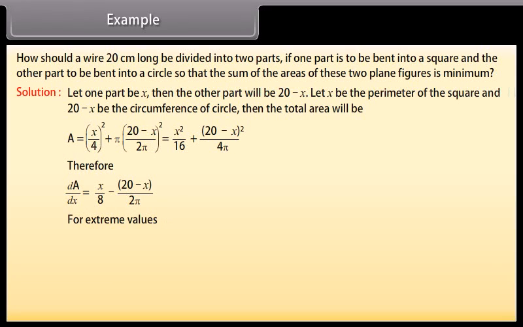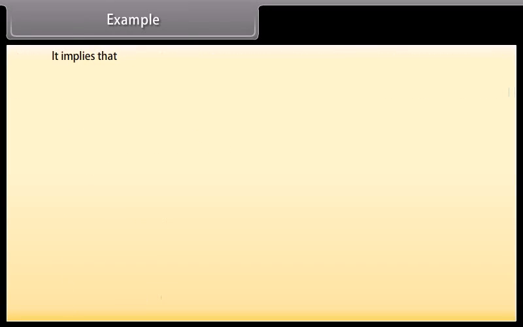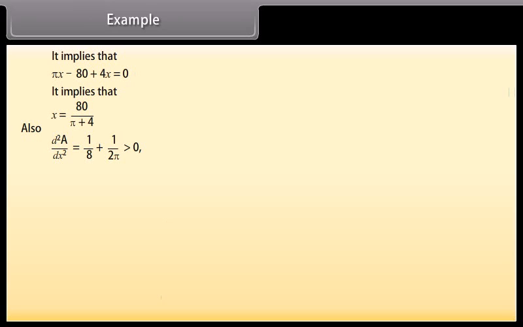For extreme values, dA/dx = 0. It implies that x/8 − (20 − x)/(2π) = 0. It implies that πx − 80 + 4x = 0. It implies that x = 80/(π + 4). Also, d²A/dx² = 1/8 + 1/(2π), which is greater than 0.